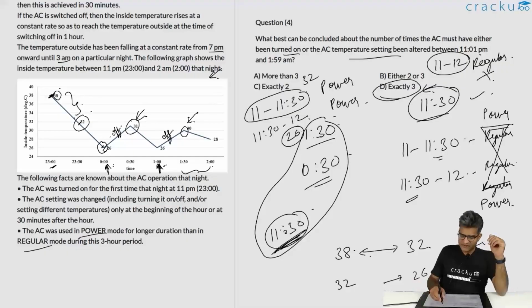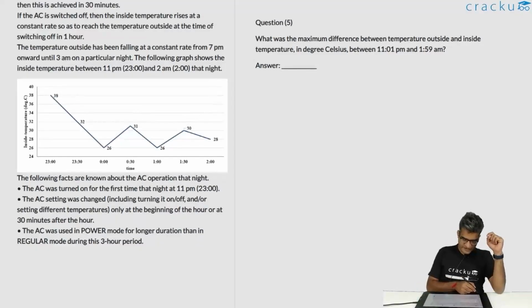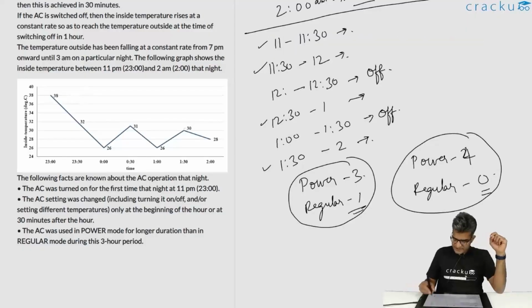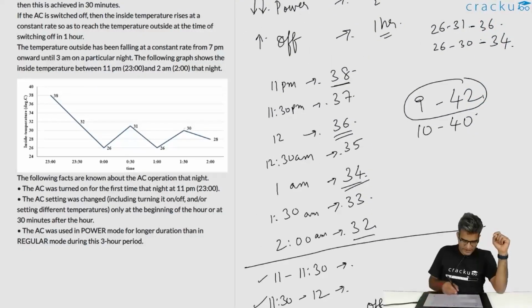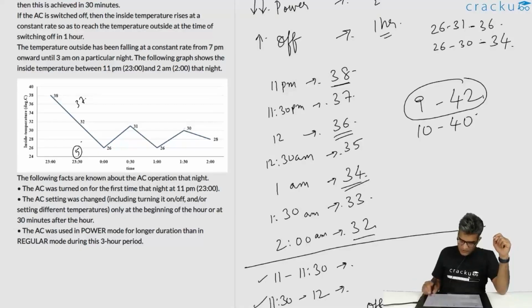Let us look at the next question. What is the maximum difference between temperature outside and temperature inside in degrees centigrade between 11:01 and 1:59? I think we have the temperatures outside over here. At 11 it is 38. At 11:30 it is 37. So this is 5 degrees. At 12 o'clock it is 36. So this is 10 degrees.